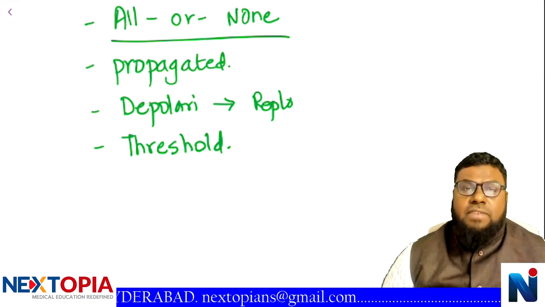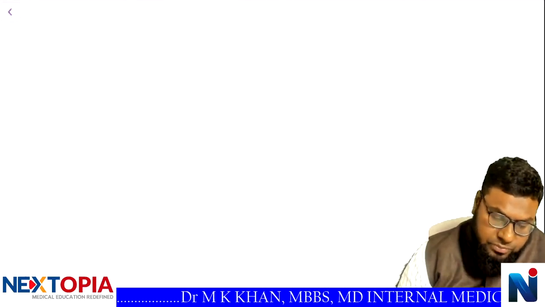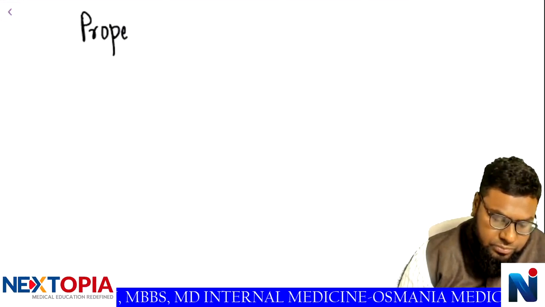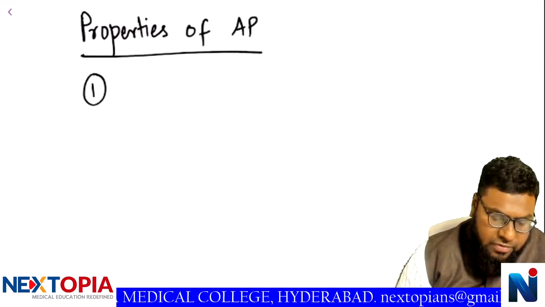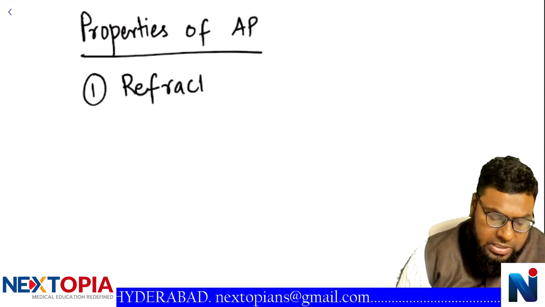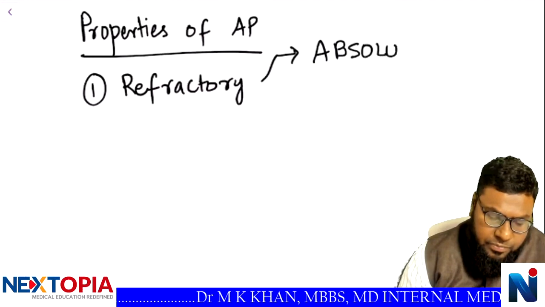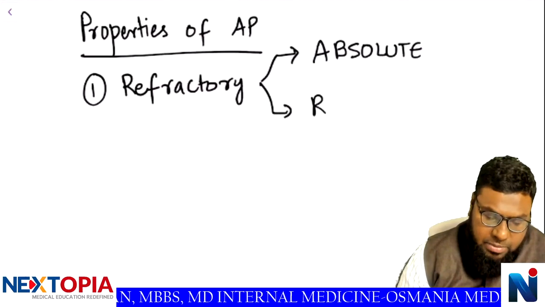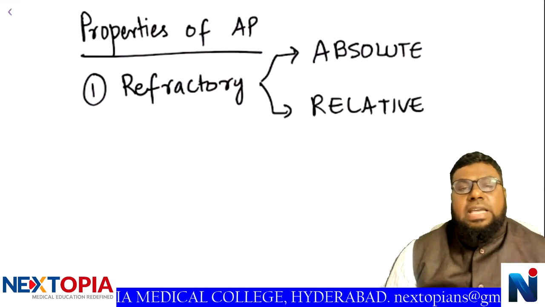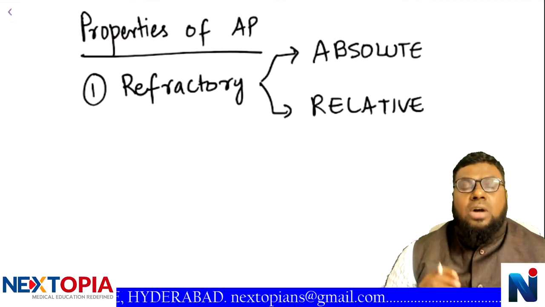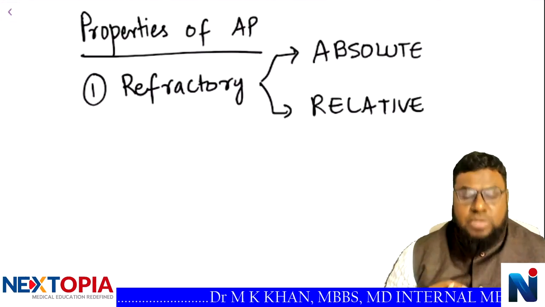The first important property of action potential is to understand the refractory period. Refractory period is of two types. We have got absolute refractory period and relative refractory period. The absolute refractory period is a period during which no matter how strong the stimulus is, second action potential is not able to generate. This is called as absolute refractory period.